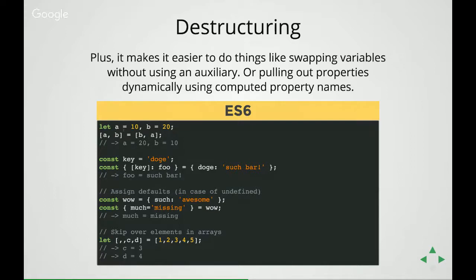And in arrays, we can actually skip over elements when we're destructuring. So we'll skip over the first 2 and just grab the second 2.